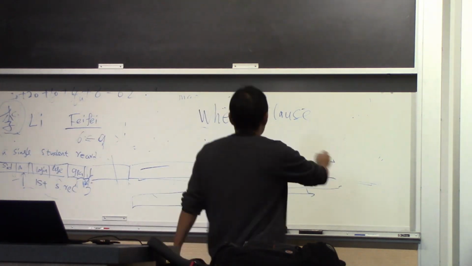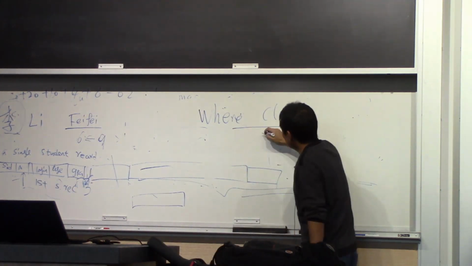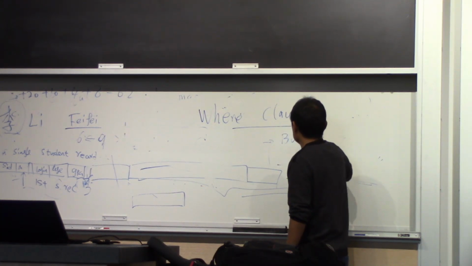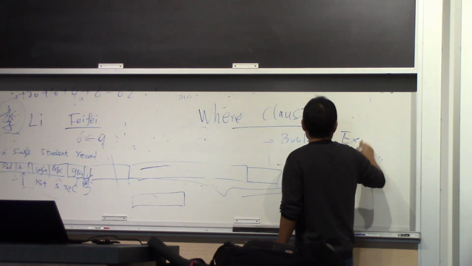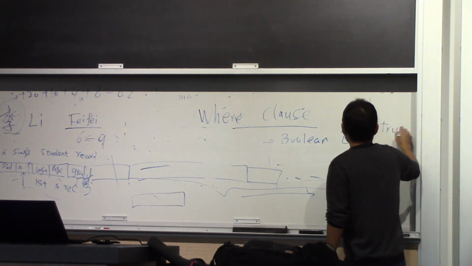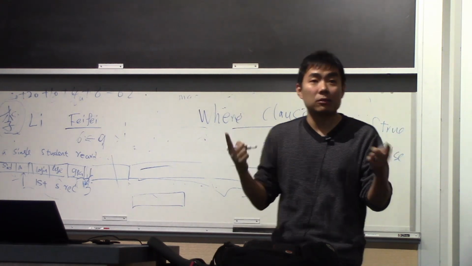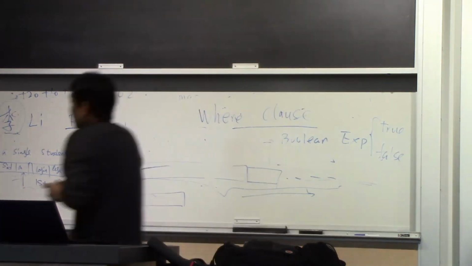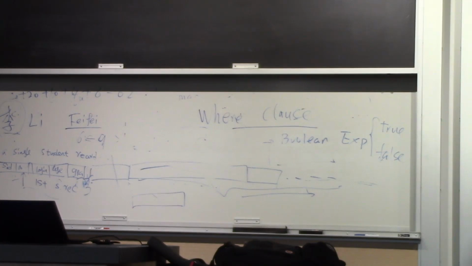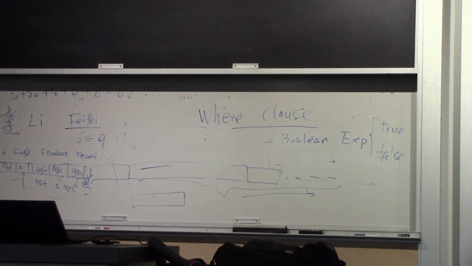So this where clause here is essentially a Boolean expression that evaluates to either true or false. A Boolean expression has only two possible outcomes, right? Either true or false. So this is your where clause for this statement, and this is your Boolean expression, and this evaluates to either true or false. And the question is, on what values do you evaluate this Boolean expression?